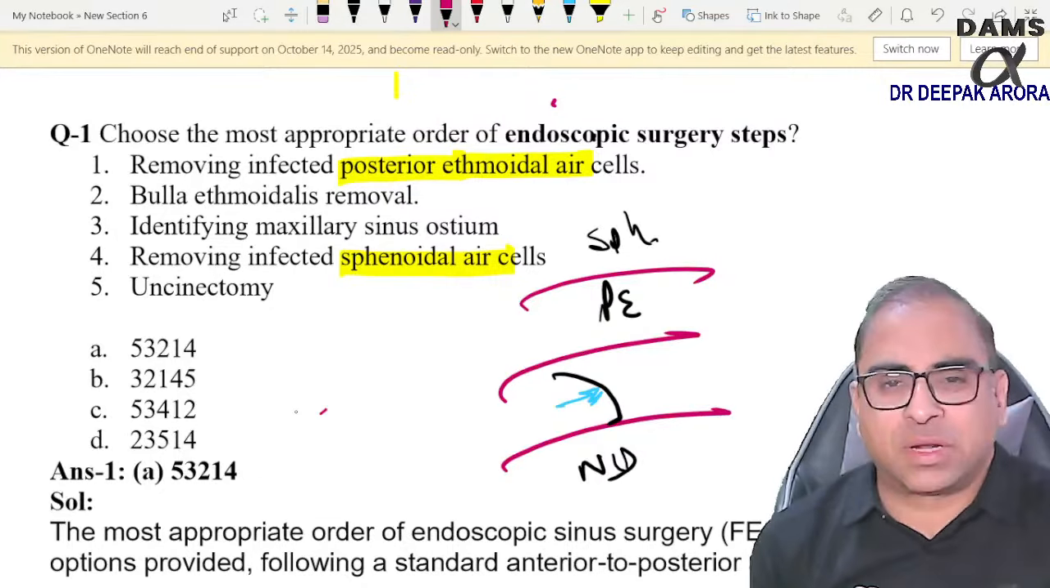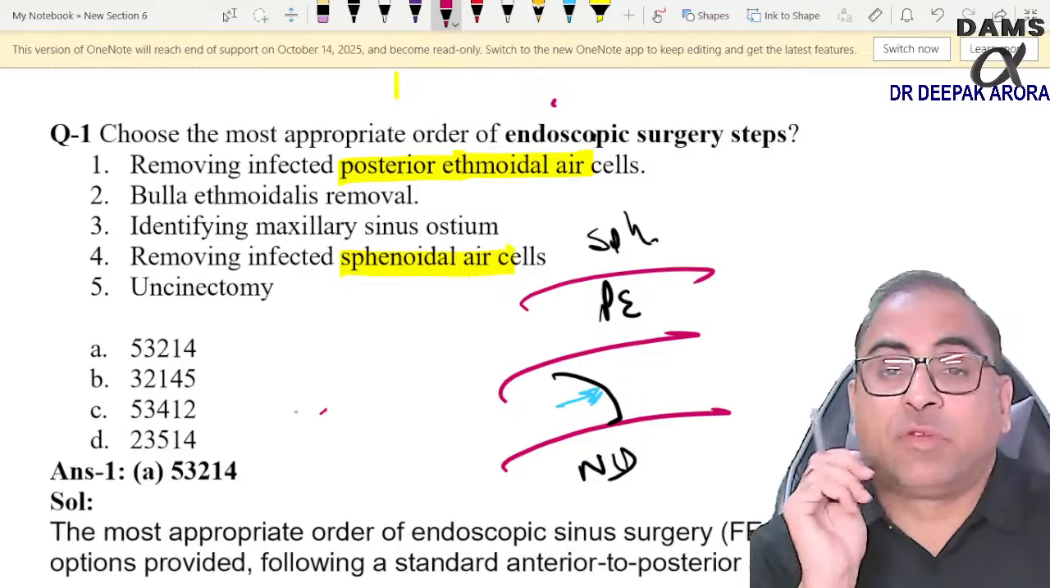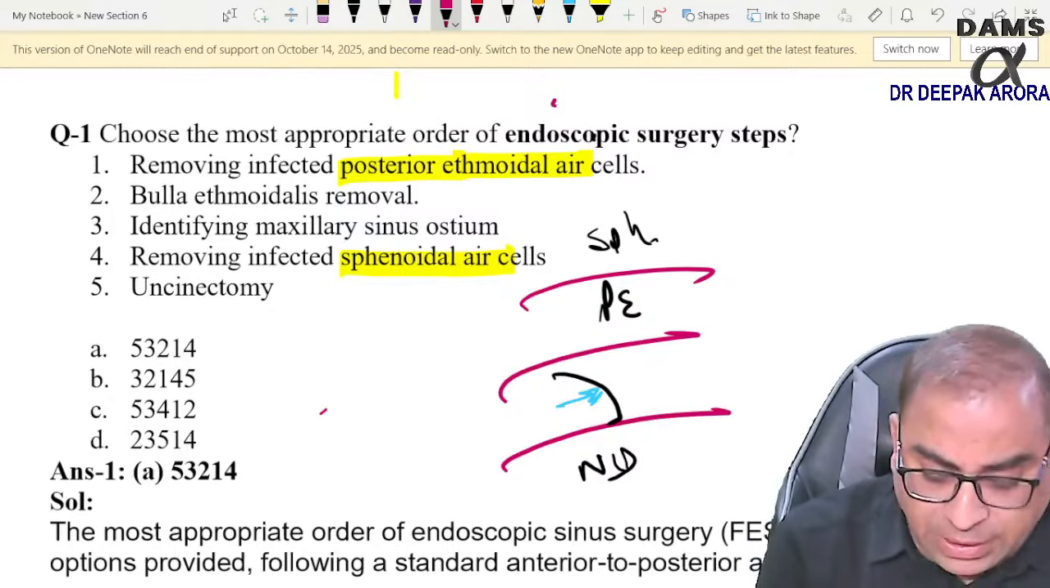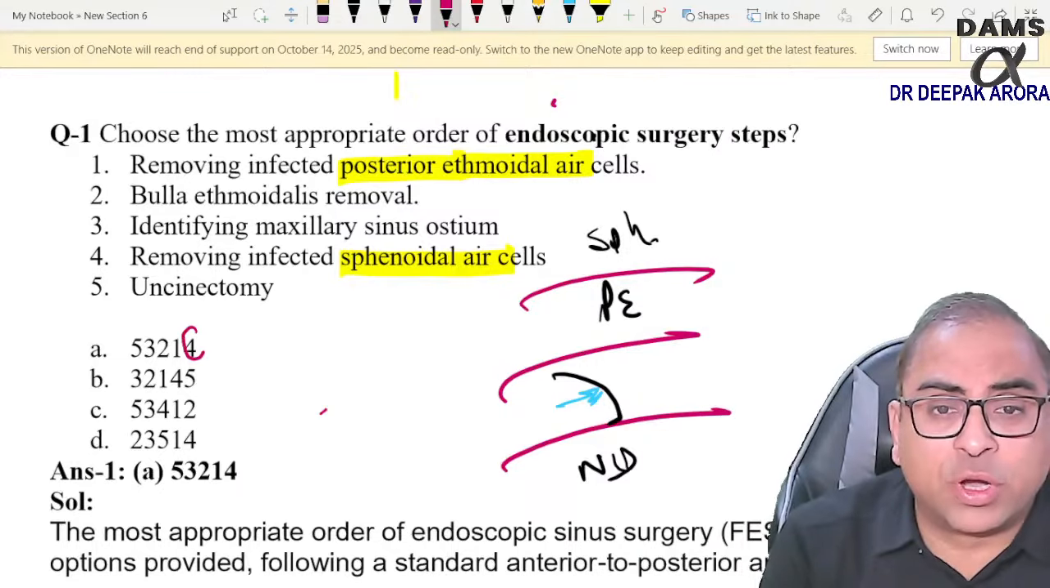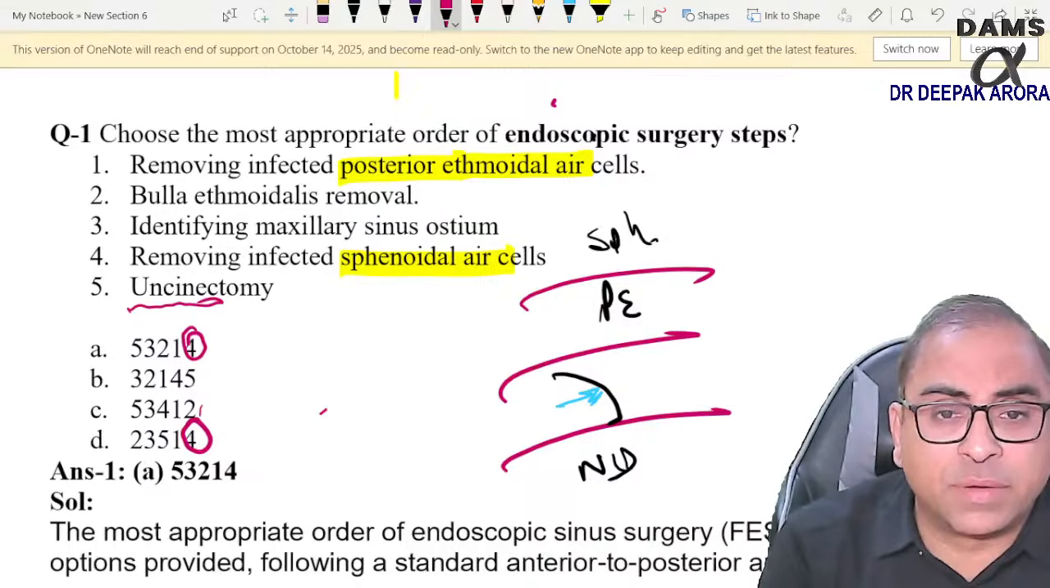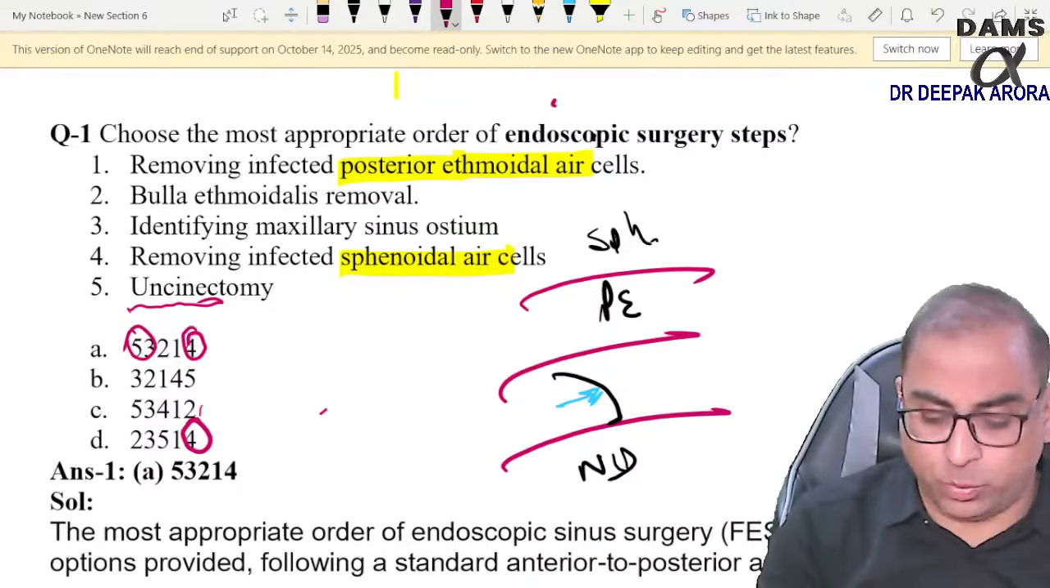They should be the last step. I hope you're getting my point. Like the sphenoid sinus, this should be the most posterior. So I will be searching for where the sphenoid sinus is most posterior and where the uncinate process opening is. The uncinate is the first. So in the fifth, this is the first option. I hope you're getting my point.